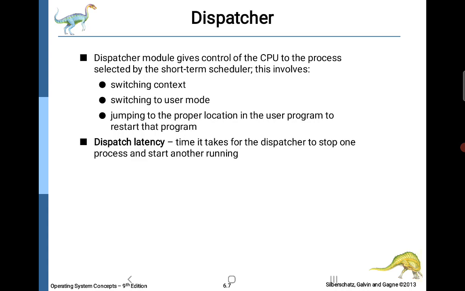And this process takes time. This time we call the dispatcher latency. And this context switch time, we consider it to be an overhead to the CPU. It's necessary, it cannot be avoided, but it does not count in the time that we actually utilize the CPU.